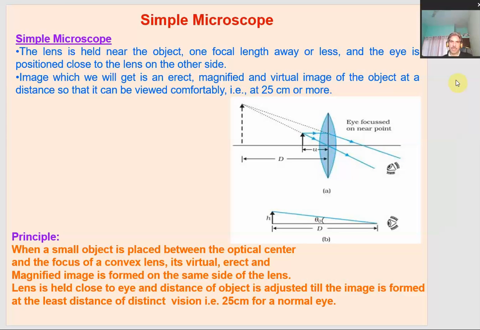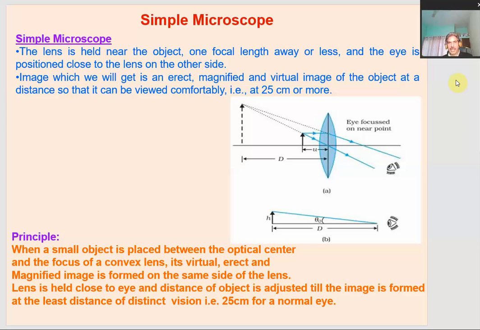So what is a simple microscope? A simple microscope is nothing but a convex lens of very short focal length. So a single convex lens which has a short focal length is called a simple microscope. It acts as an optical instrument. It makes small objects clear and magnified whenever it is used.